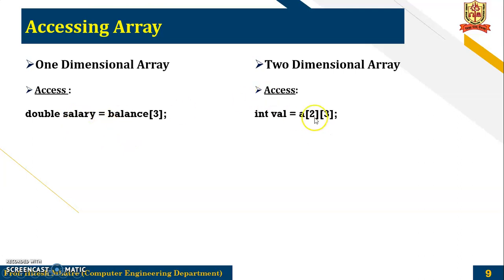For two-dimensional, I have to specify the row number and column number. So the element at row number 2 and column number 3 of array a will be stored in the variable val, which is of type integer.